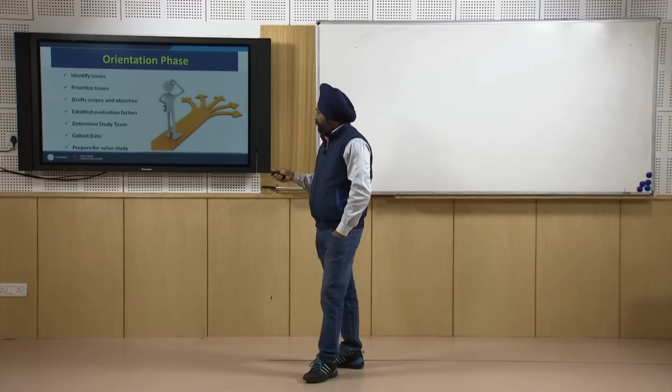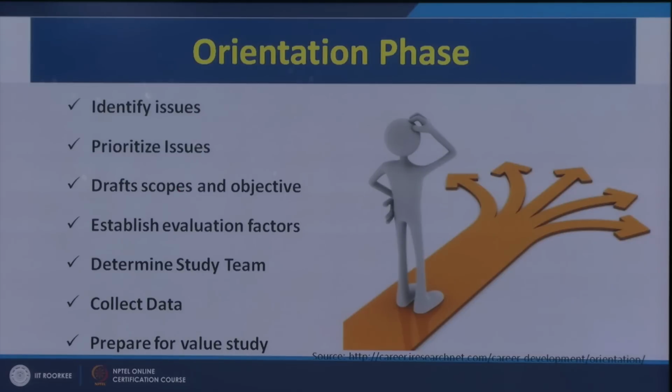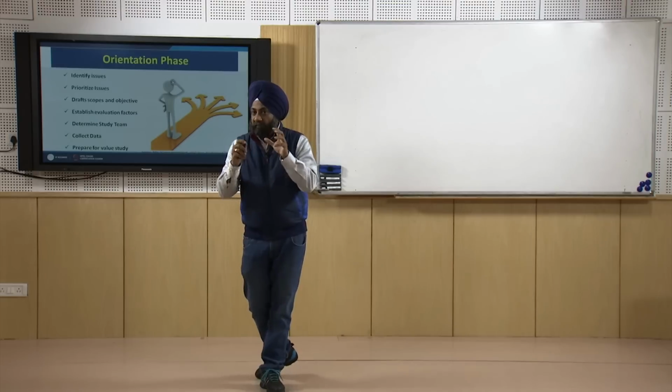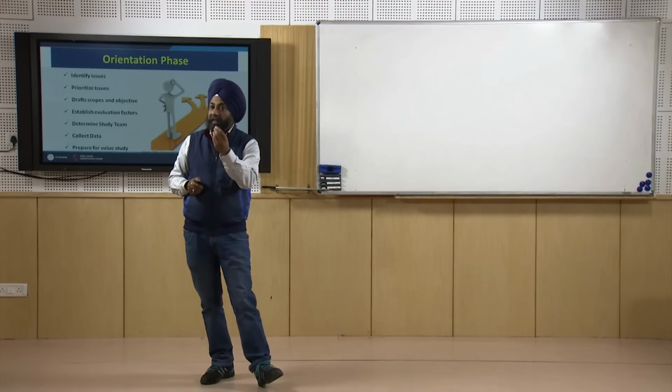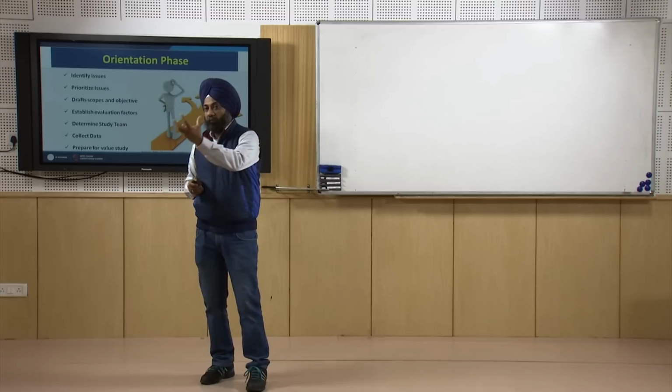So, you can see scopes and objectives are equally important. Then establish the evaluation factors. In the example that I have given, what is the evaluation factor? Evaluation factor is the efficiency. How will you improve the efficiency?